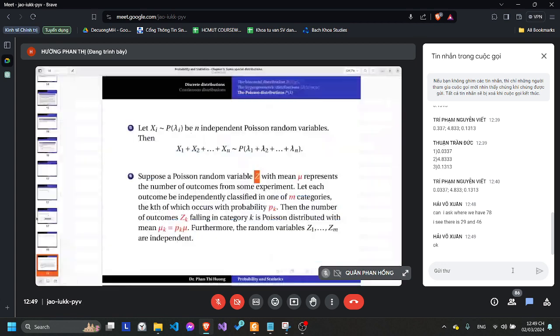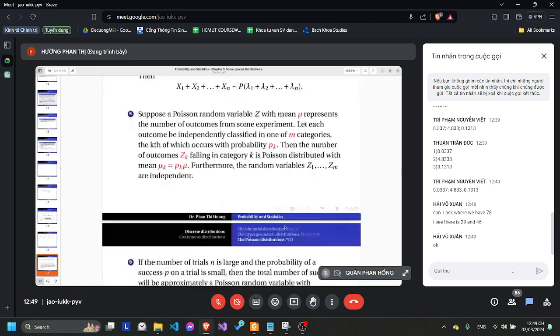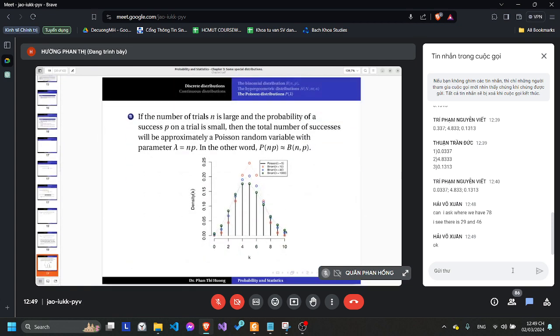Okay, so return to the slides. The next property of the Poisson distribution is the approximation between the Poisson and the binomial. Actually, we already talked about this at the beginning of these sessions. When we derived the Poisson distribution, remember that we started from the binomial distribution. We defined the Poisson distribution as the limiting distribution of the binomial. So here I just illustrate this idea.